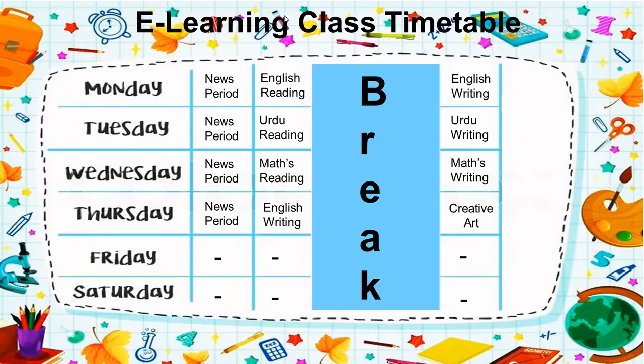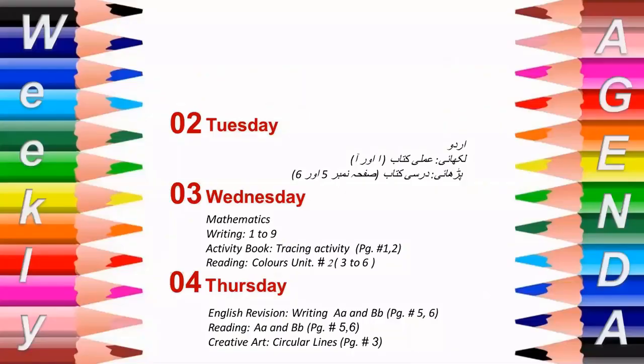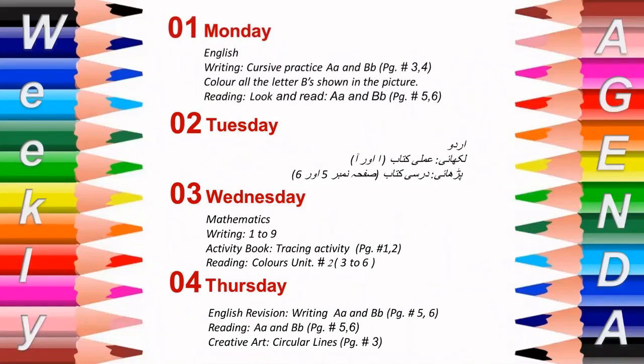Okay, students. Now we have to move on to our weekly agenda. Have a look here. Monday, we are going to practice English writing, cursive practice, letter A and B, page number 3 and 4. And in the activity, color all the letter B's shown in the picture. And in reading, look and read letter A and B, pages 5 and 6.